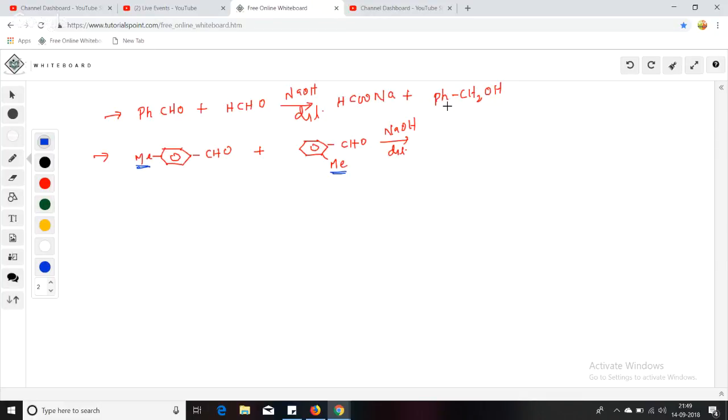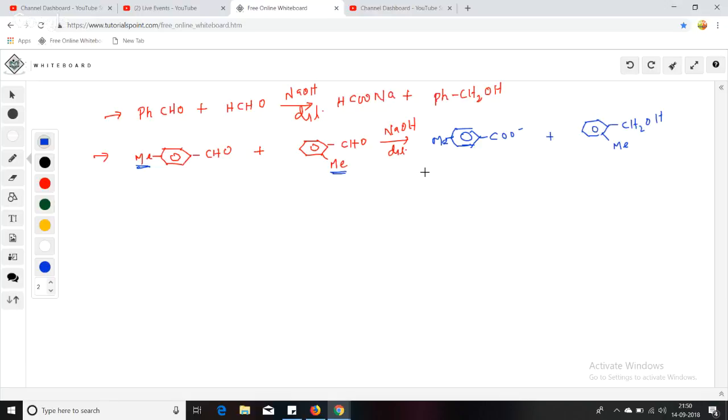So let me write down the product first. The product that we get is benzene with COO minus here and methyl, plus benzene with methyl and CH2OH. Whatever product we form here, that product must be stable.